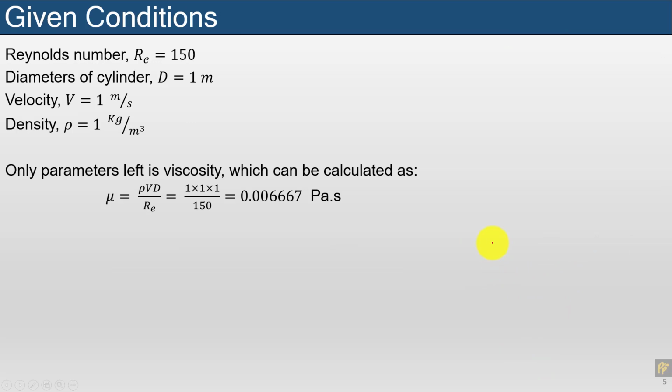Okay, so now these are the given conditions. The Reynolds number is 150, and we have assumed a few values. We assume the diameter is 1 meter, velocity is 1 meter per second, and density is 1 kilogram per meter cube. Why are we doing this? Because the Reynolds number should be matched. We can set any parameter in the Reynolds number as long as we get the same Reynolds number. So we can vary anything in CFD like density, velocity, diameter, and viscosity. Now we have assumed 3 values, so the 4th value should be calculated.